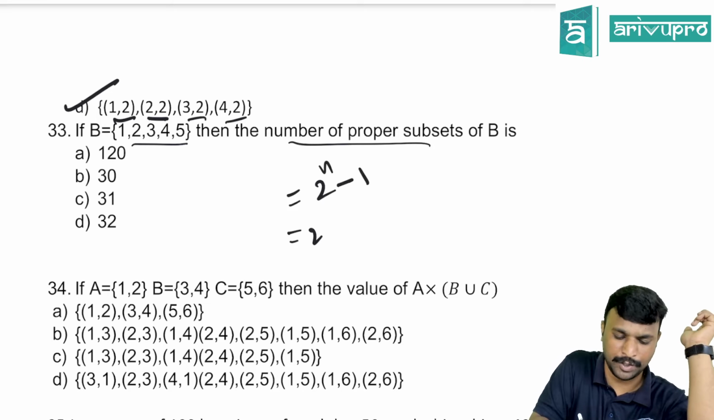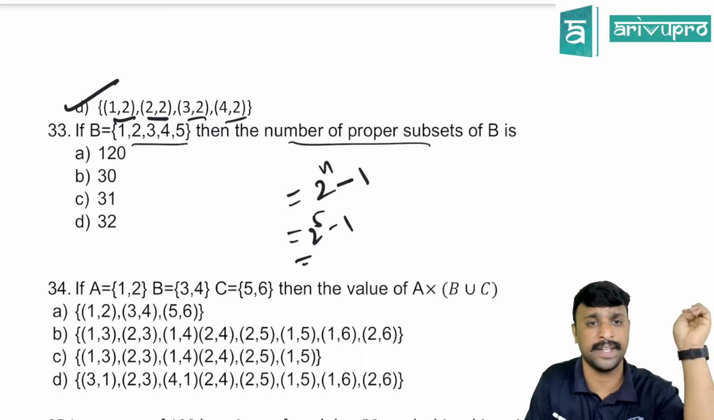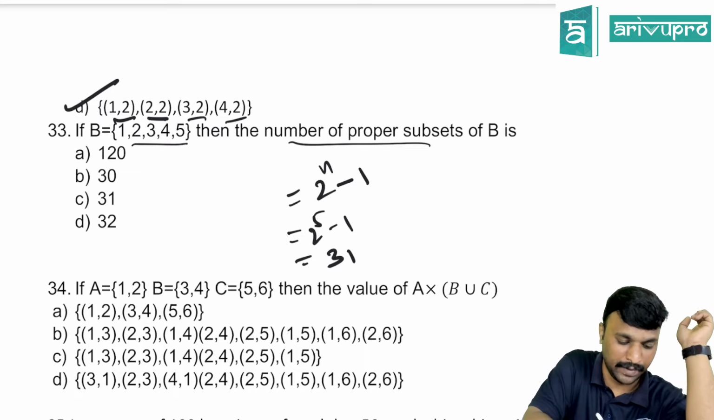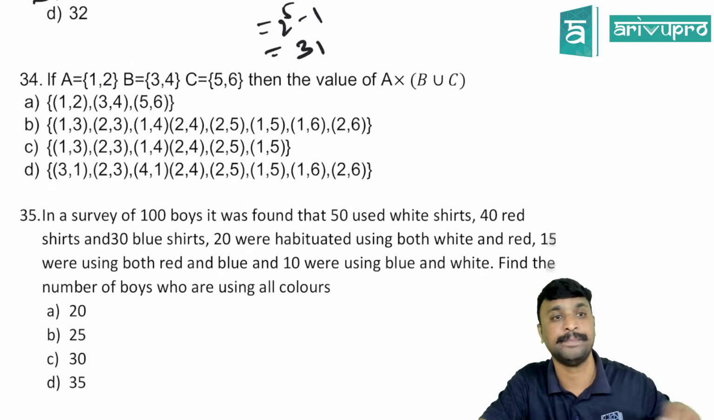N is equal to 5, so 2 power 5 minus 1. 2 power 5 is 32. 32 minus 1 is 31. So option C is the right answer.